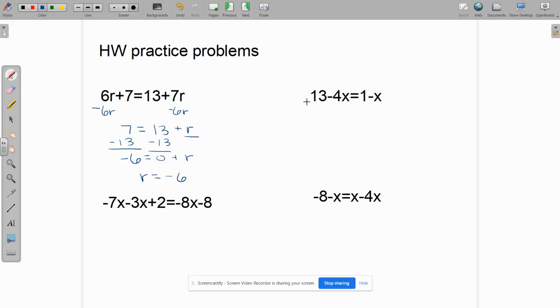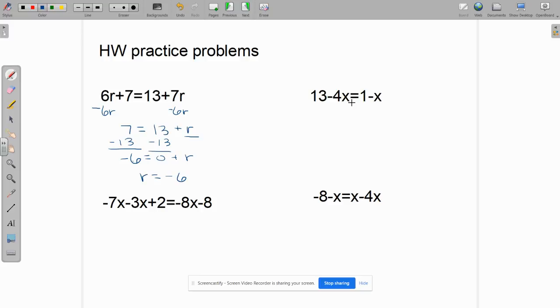Okay, you can go ahead and pause the video if you want to work through these on your own, or again, follow through with my steps. This is another one where variables are on both sides. This whole practice sheet will help you get really good at doing that.